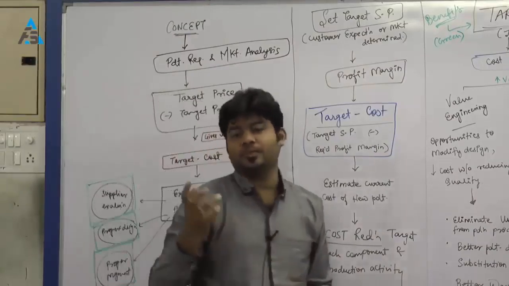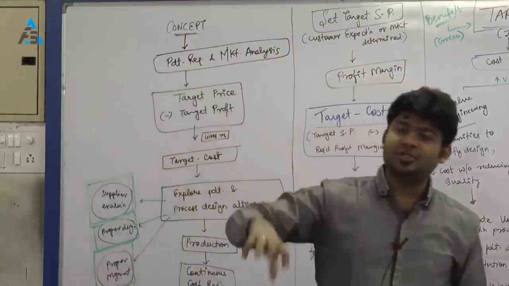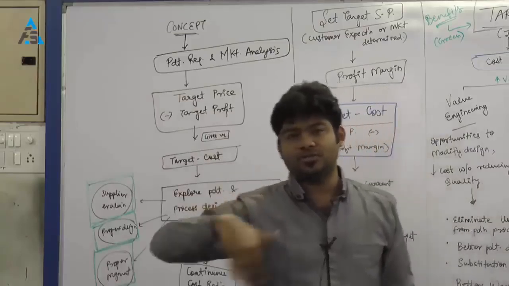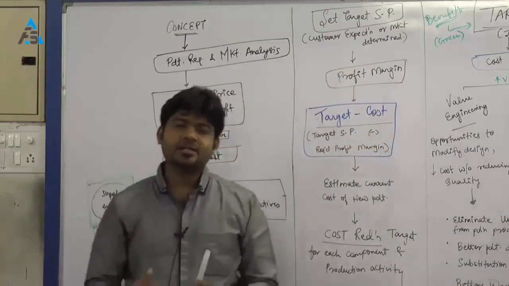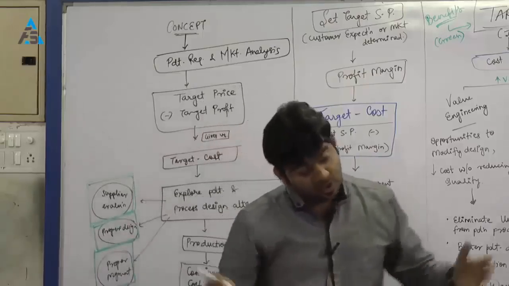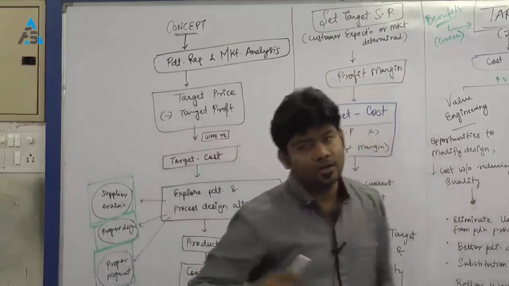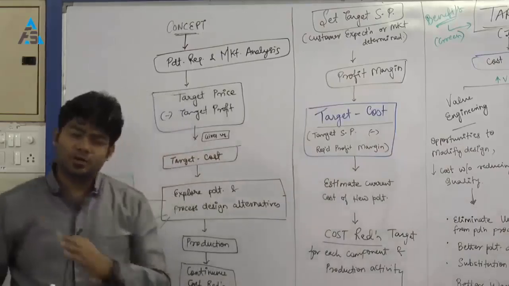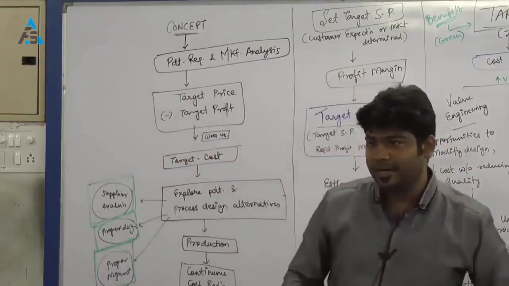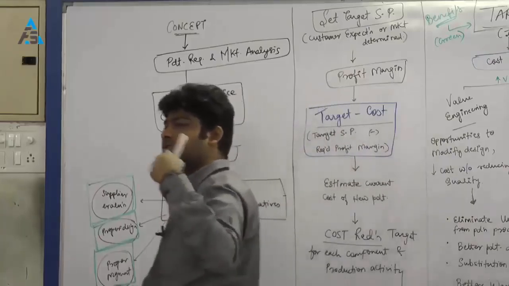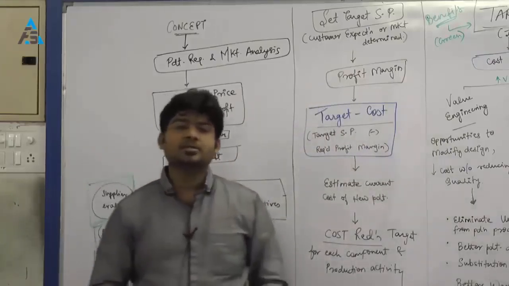So they will keep a target cost, and they will have to ensure that the total cost does not exceed the target cost, because if it does, then probably you are not making that much profit, or rather you may even incur losses. So it becomes very important for companies nowadays to keep a target cost in their mind. And if that target cost is breached, then they may incur losses.